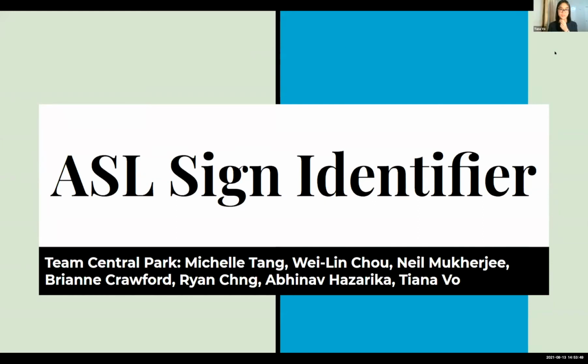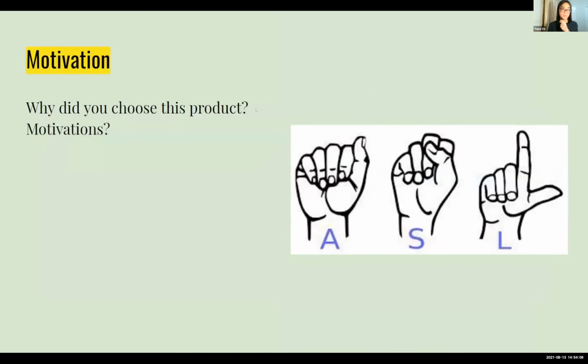Our project is the American Sign Language Sign Identifier, or ASL Sign Identifier. Team Central Park members are Michelle, Wei-Lin, Neil, Brianne, Brian, Abhinav, and Tiana. Michelle was our TA.